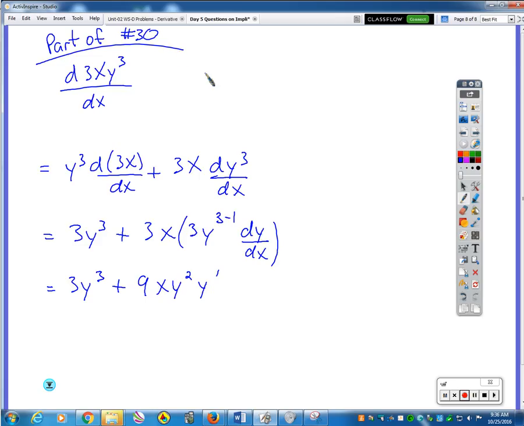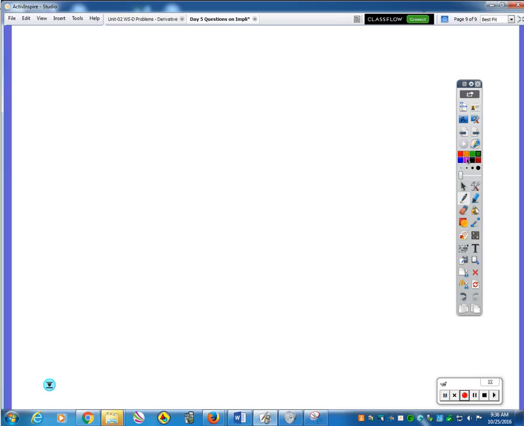Any more questions there? No, a different question. We did 24. Please read 24. 24 is 2x plus 5y plus x cubed y equals 2. Did I write that correctly? Yeah. Okay, cool. Take the derivative of both sides.